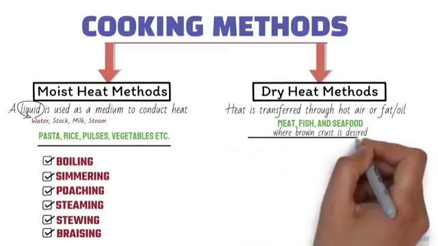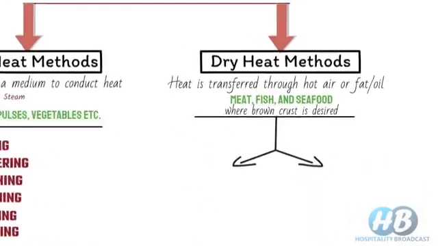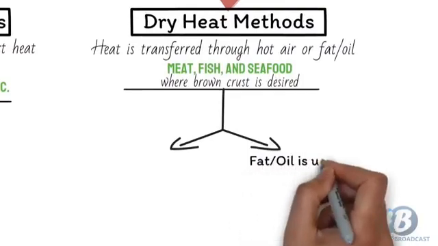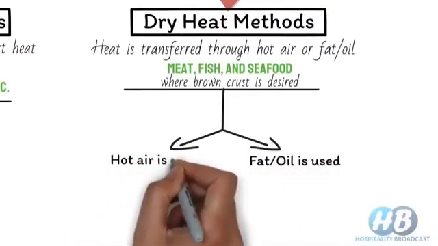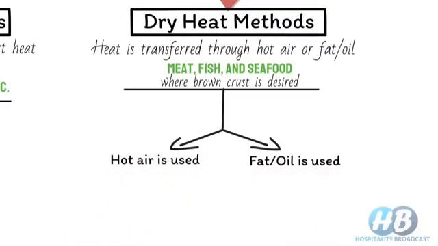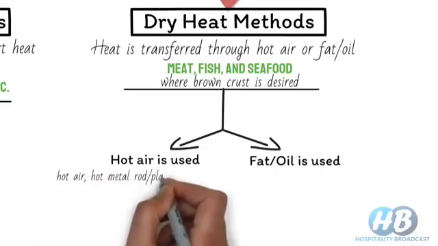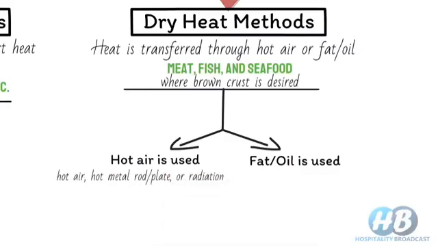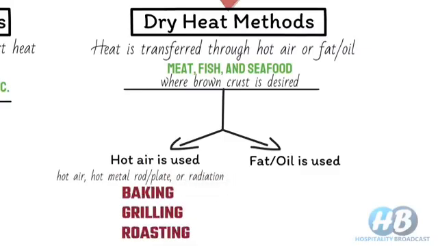The dry heat methods are further categorized into two groups. First, where we use fat or oil, and second, where hot air is the medium of cooking. First, let's take into account the method using dry heat or hot air. In this method, hot air, hot metal rod or plate or radiation is used to cook the food. For instance, baking, grilling and roasting.